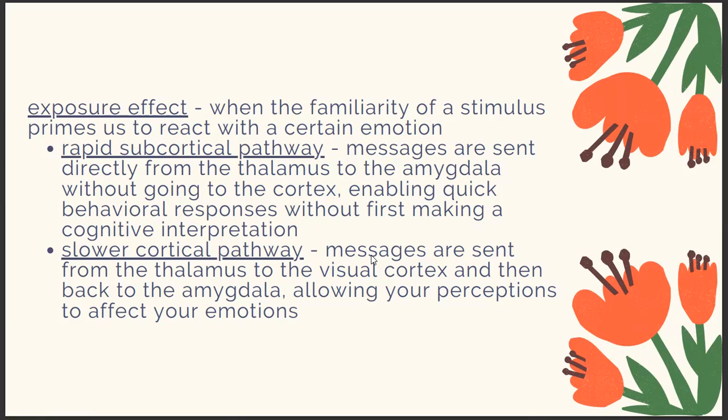Then we have the slower cortical pathway. Messages are sent from the thalamus to the visual cortex and then back to the amygdala, following your perceptions to affect your emotions. This is when your brain has a chance to process, like, okay, I'm okay. Everything will be okay. I'm safe in here. Nothing's going on here. But as time goes on, your brain doesn't need to process it over and over again.